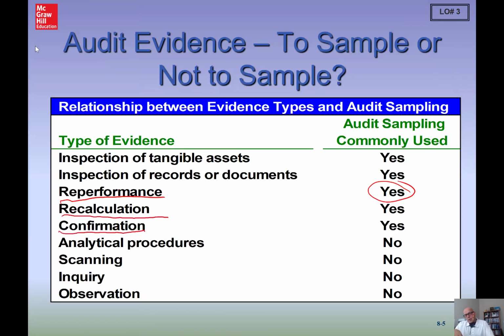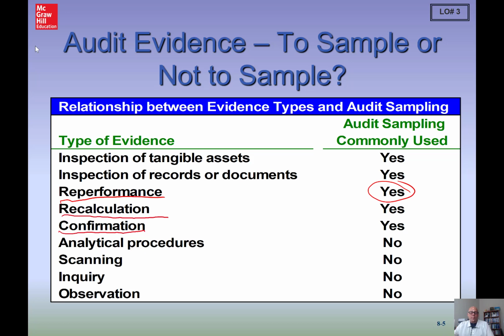Come over, types of items that you would use sampling for: inspection of assets, right? You're not going to look at every single piece of equipment that they have in every single building that they have all over the world. You'd probably pull a sample of assets to look at those, okay?